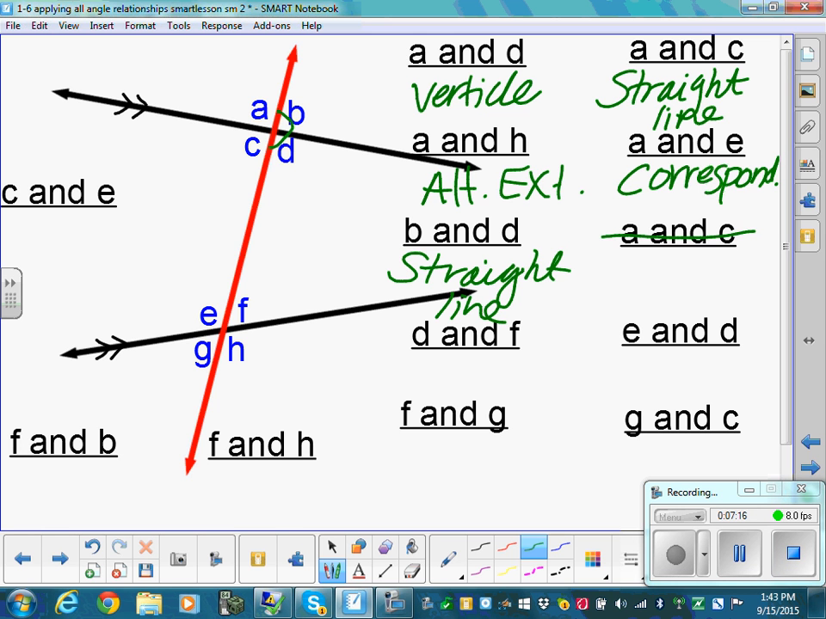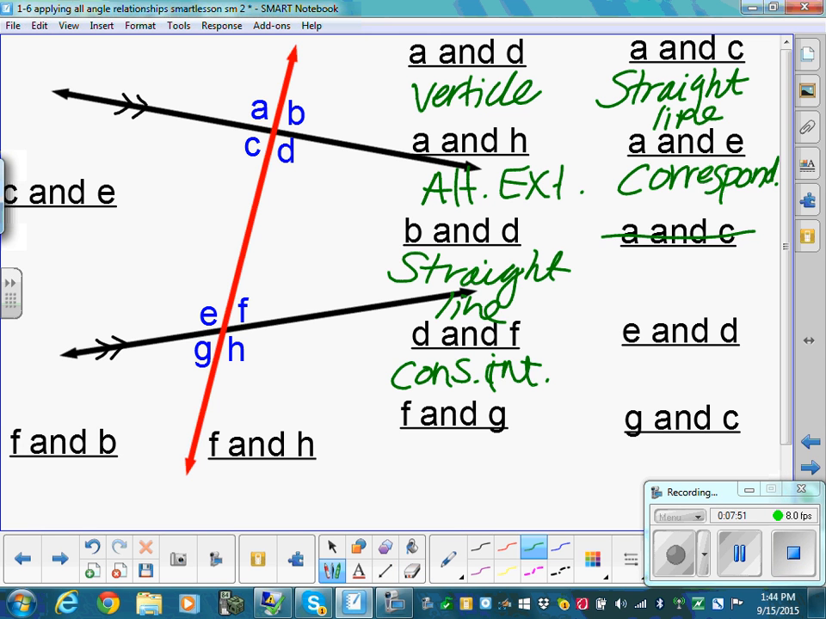How about A and C? Oh, we already did that one. All right, how about D and F? Consecutive interior. Good. They're consecutive, one right after another. They're on the same side of the transversal, and they're inside the parallel lines. Consecutive interior. Very good. Stay with me, guys, please. I'm going to set you free to work here in just a second.